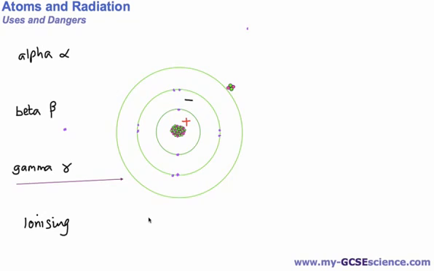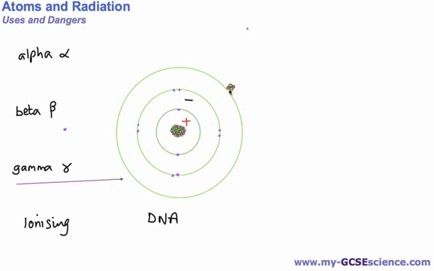Now, if atoms in the body become ionized, that means the way they react with other atoms in the body or other molecules is going to change, and that can cause problems within the body. If atoms in the DNA become ionized, that can cause the DNA to not work properly, and in actual fact it can cause cancer to occur within the cell and then possibly spread throughout the body. So one danger of radiation is the fact that it can cause cancer in the body.